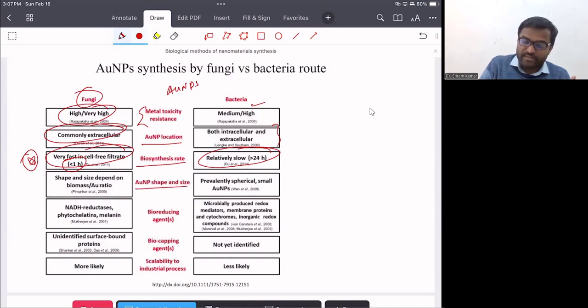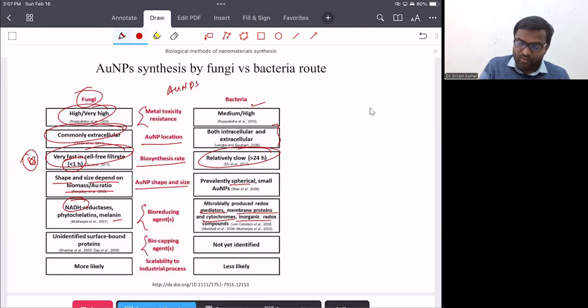The next point is nanoparticle shape and size. Here shape and size depend on the biomass and the gold ratio, as I explained. In the case of bacteria, we have spherical nanomaterial synthesis. If you talk about the reducing agent, in fungi we have NADH-dependent reductase enzyme, or maybe phytochelatin or melanin. However, in bacteria, we may have produced redox mediators, maybe membrane proteins or cytochromes, and inorganic redox compounds. These are the active bio-reducing agents in bacteria.